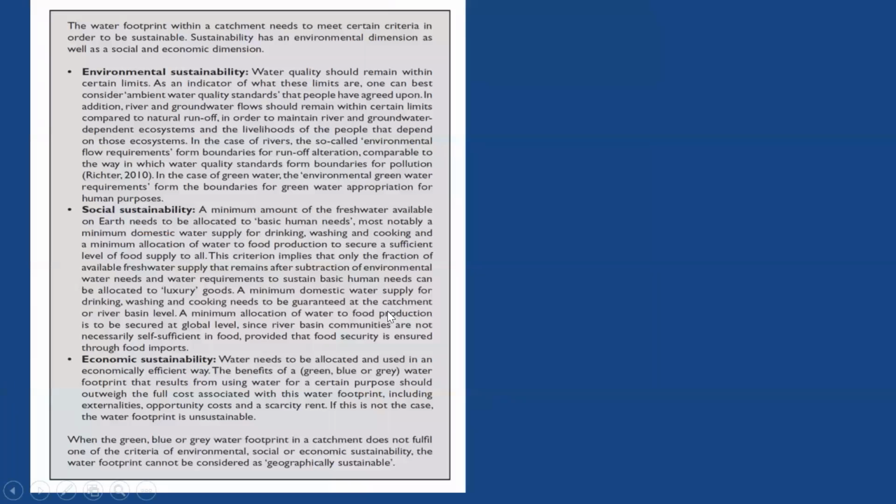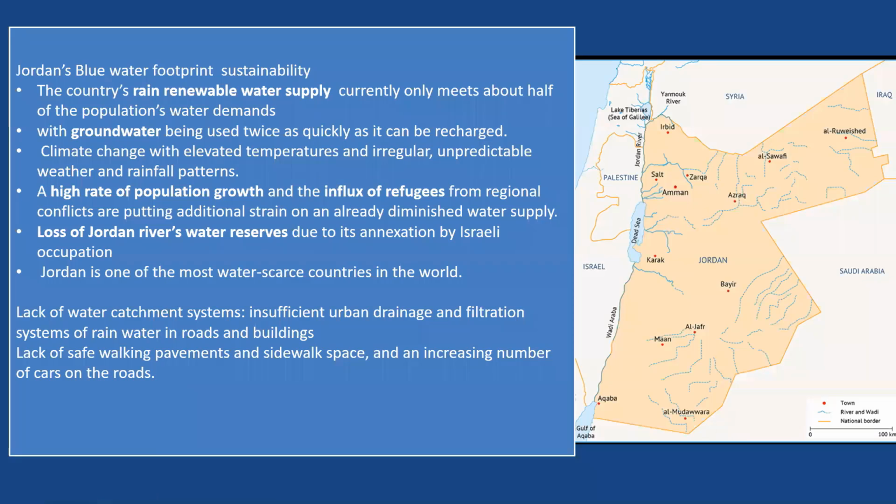In this analysis, we're going to look at environmental sustainability, social sustainability, and economic sustainability. Starting with the blue water footprint, the current context for Jordan: the renewable water supply currently only meets about half of the population's water demand, and groundwater is being used twice as quickly as it's being recharged.